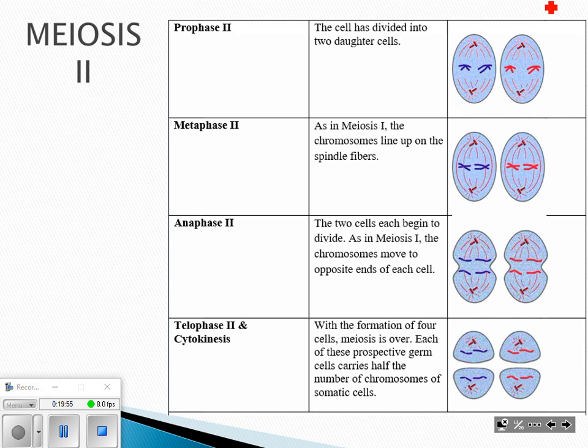In meiosis 2, this is like mitosis. Okay, we start with 2 cells though. So meiosis 2 will always have 2 cells. So those 2 cells that were made at the end of meiosis 1, each of those cells are going to undergo this as well. Okay, so the cells divided into 2 daughter cells.